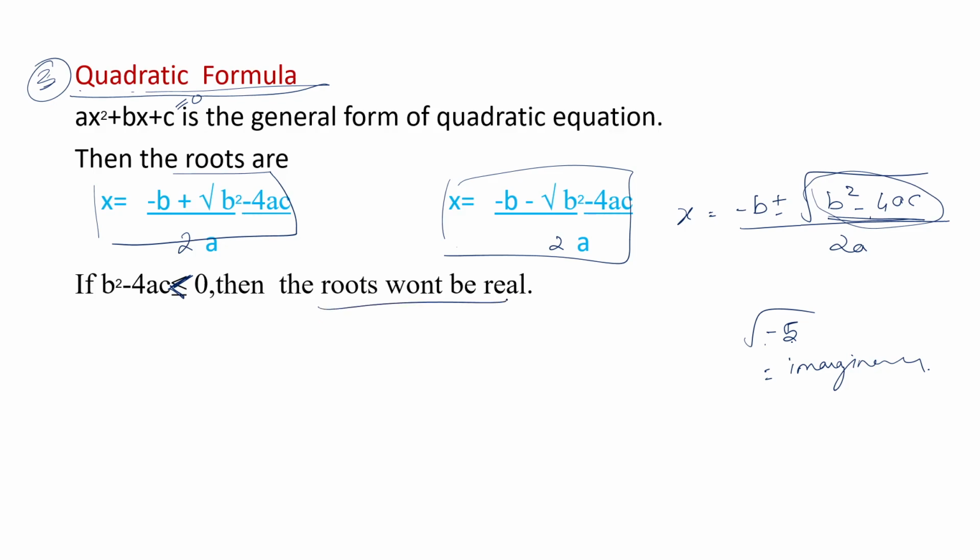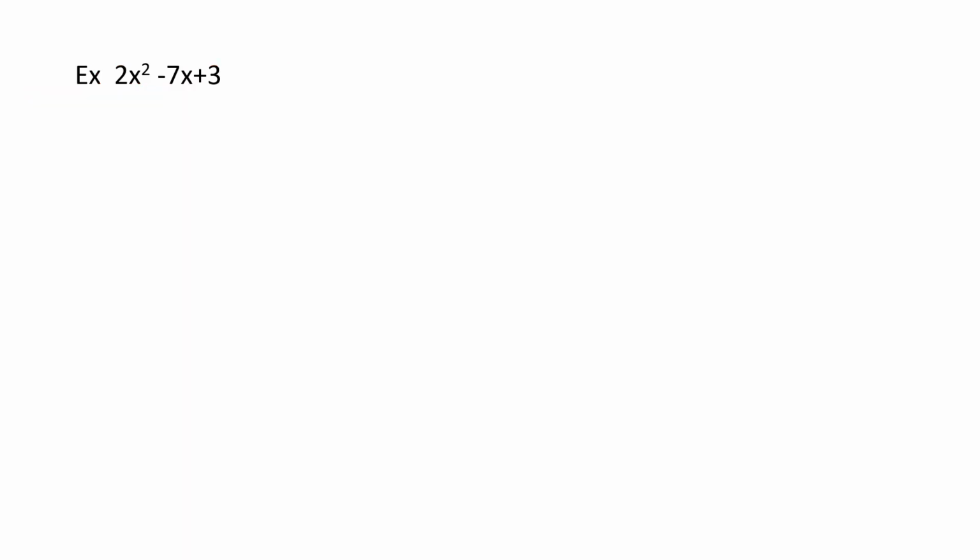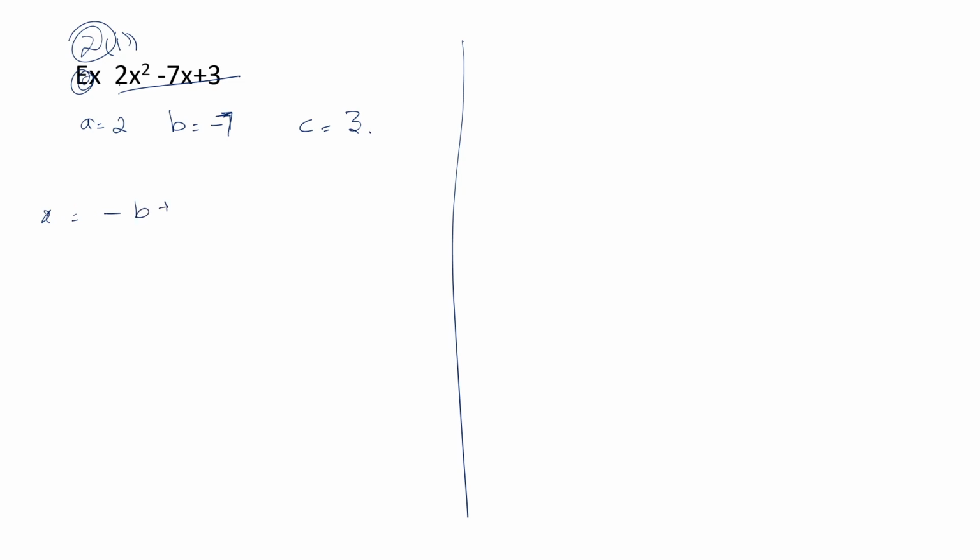Okay, so now I'm taking the same example again, because this is your second question in the exercise, the second one and first question. Again they have asked you to solve using this formula. So I'm taking this question. Here, what is a? The coefficient of x square, 2. What is b? Coefficient of x, minus 7. What is c? Constant, 3. So what's our formula? x is equal to minus b plus or minus root of b square minus 4ac, by 2a.